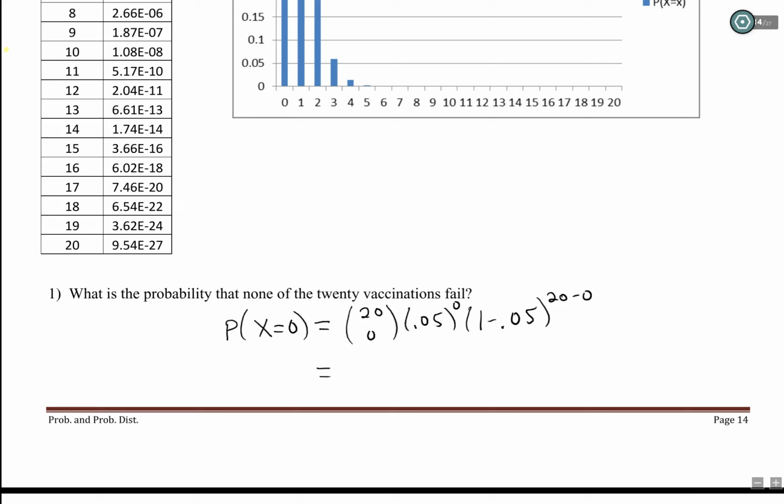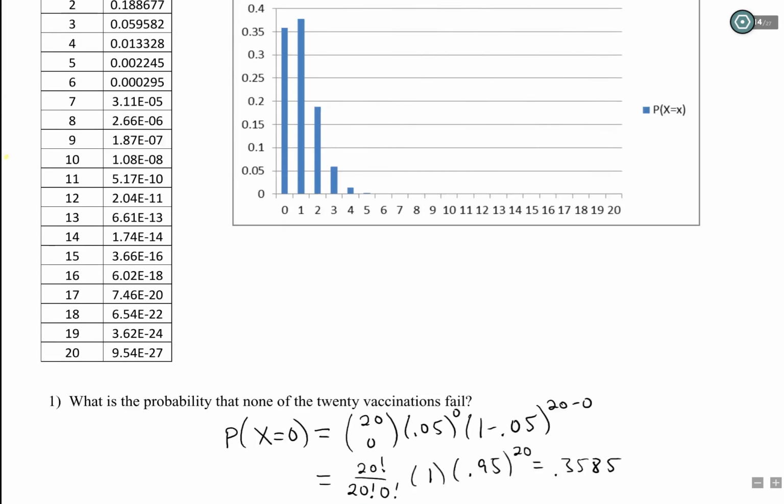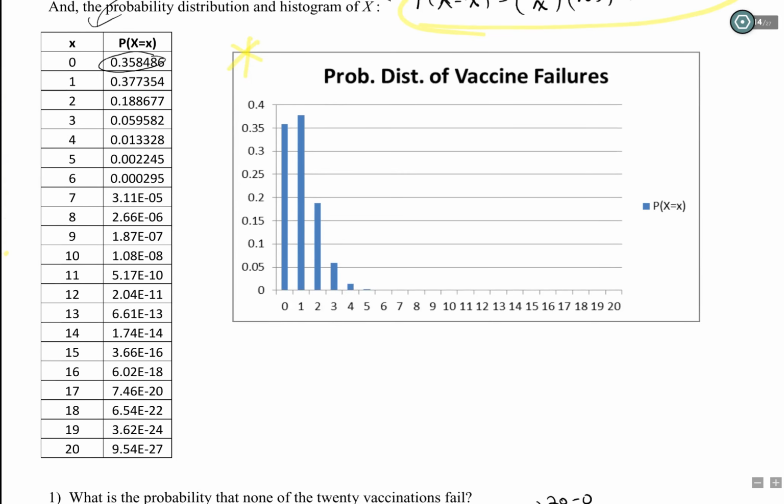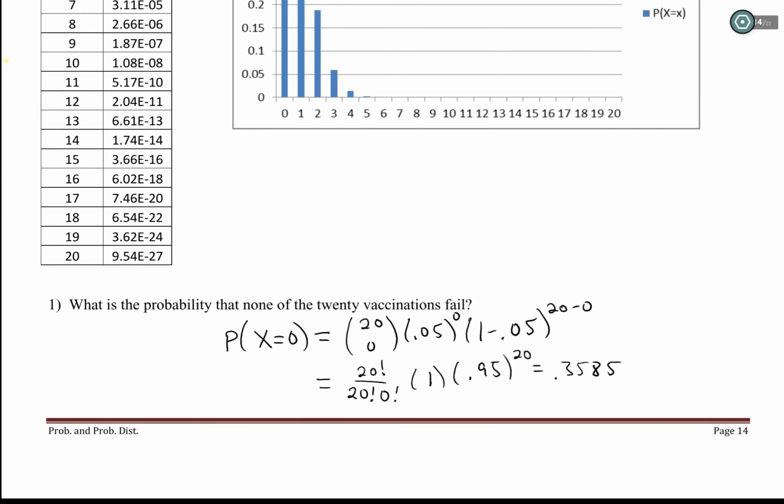If you look at 20 choose 0, that's 20 factorial over 20 minus 0 factorial, which is 20 factorial, times 0 factorial. By convention, 0 factorial is 1, so my coefficient out in front here is 1 times 0.05 raised to the 0 power. That's just 1, isn't it? Then times 0.95 raised to the 20th power. If you punch that into your calculator, 0.95 raised to the 20th power, I get 0.3585, and that's what Excel is giving us up here. Okay, so the chance that none of the vaccines fail, that they're all successful, is roughly 36%.